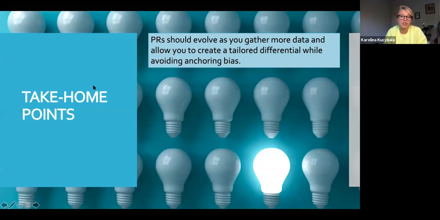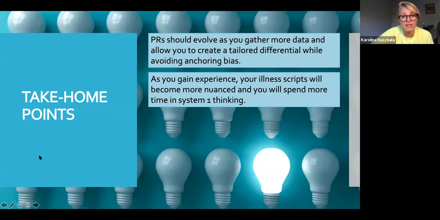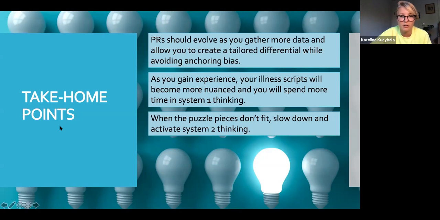One, your problem representations should evolve as you gather more data, so continuously try to change them so that you can have that tailored differential while avoiding the anchoring bias that can occur when you initially see a patient. Remember that as you gain more experience, your illness scripts will become more nuanced, so you'll be able to fit more patterns of patient presentations into your system one thinking. But then again, we're all working towards being master clinicians. So when the puzzle pieces don't fit, slow down, go back to the drawing board, and activate your system two thinking.